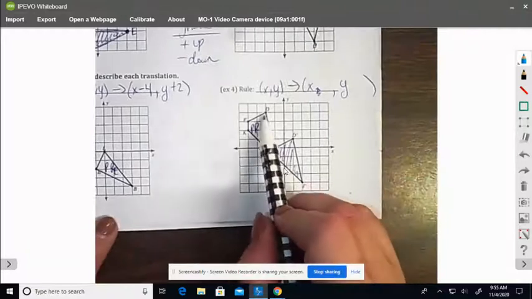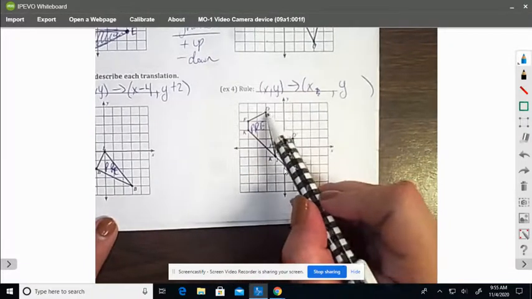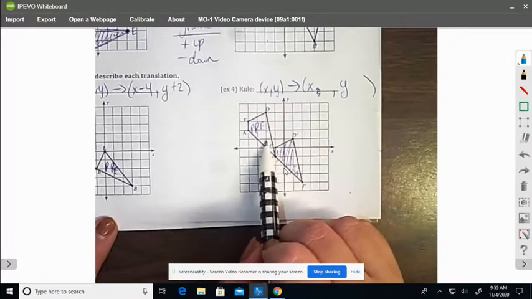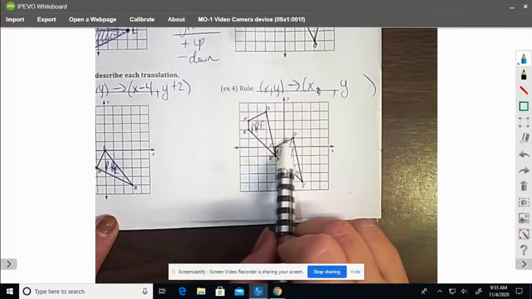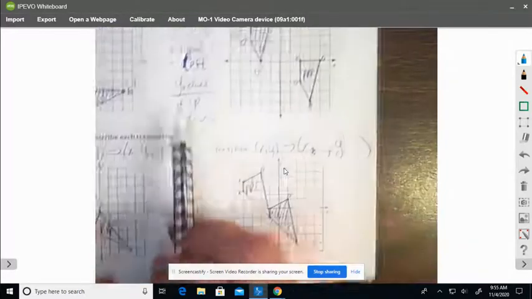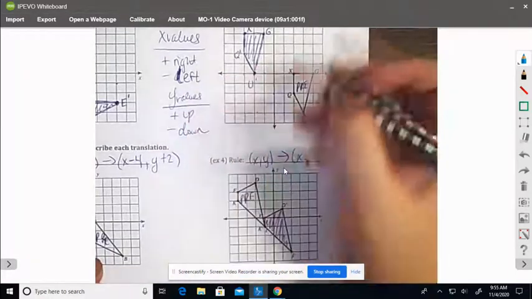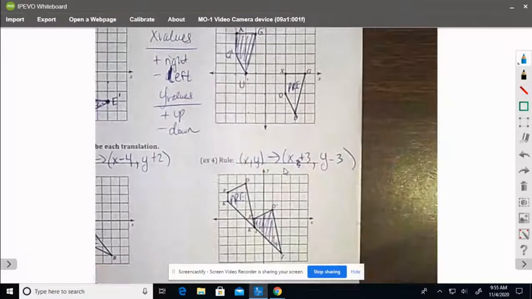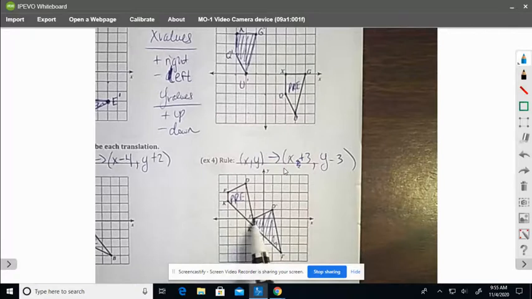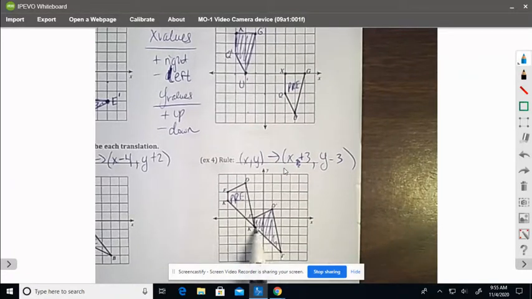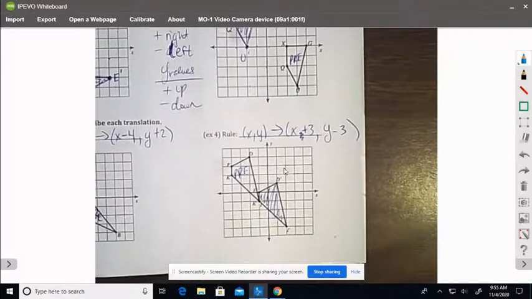Now I want to look at my next one. This is my pre-image. So how do I go from D to D prime? I go down 2, 3. And then I go right 3. Down 3, right 3. So down is my Y value. So I'm minusing 3. And right is my X value. So I'm adding 3. That should be my rule. Make sure my other ones do the same. Down 3, right 3. Good. Down 3, right 3. Nice. Down 3, right 3. Perfect. So all of my points should do the same exact thing from my rule.